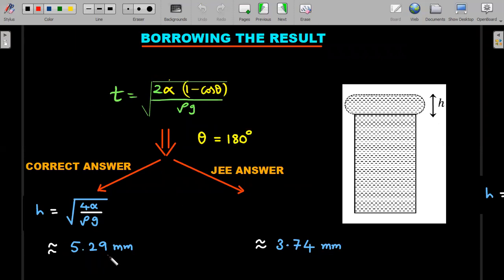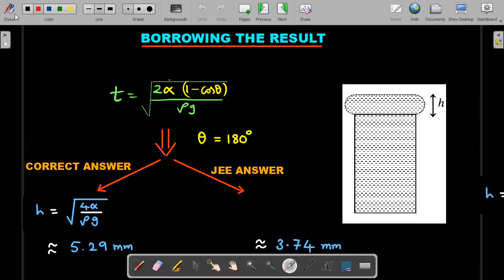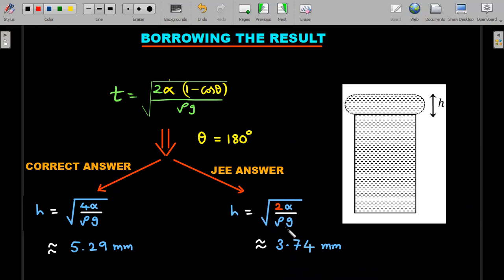And most of the students after the exam came and wrote in the comment section of that old video that they were very lucky to have seen the solution and got it right. But to their displeasure and to my shock, JEE gave this as the answer. And they kept this answer in the final key, 3.74 mm. They were supported by some other institutes' keys also.